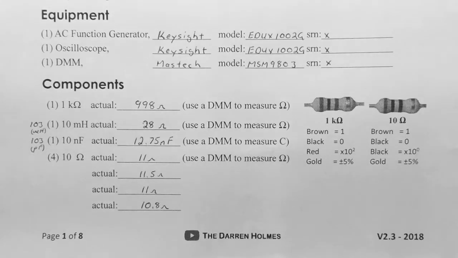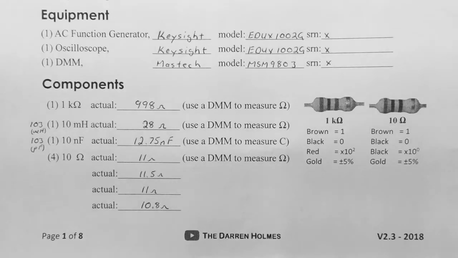So under components, you can see my 1K ohm resistor measured in at 998 ohms. My 10 millihenry inductor, and just keep in mind that it's labeled 103. That's in microhenries. It had a DC coil resistance of 28 ohms. My 10 nanofarad capacitor, which is labeled 103, and that's 103 in picofarads, measured in at 12.75 nanofarads.